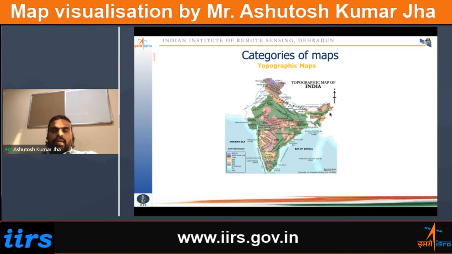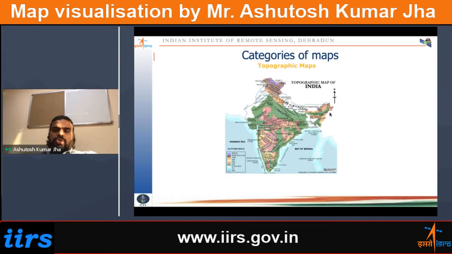So there are different types of maps. Broadly, we can categorize topographic maps. This is basically fully dominated by the topographical information of a particular area, giving details. And the basic objective of any topographic map is that it provides or associates any geographical phenomenon to a particular place.